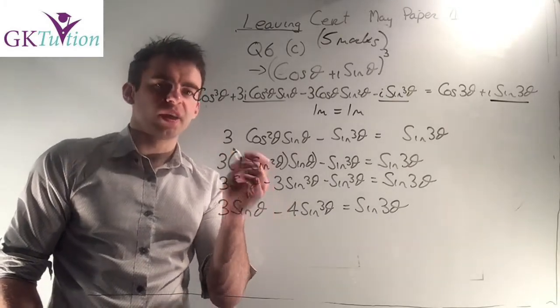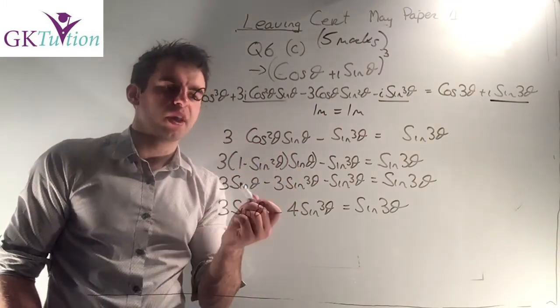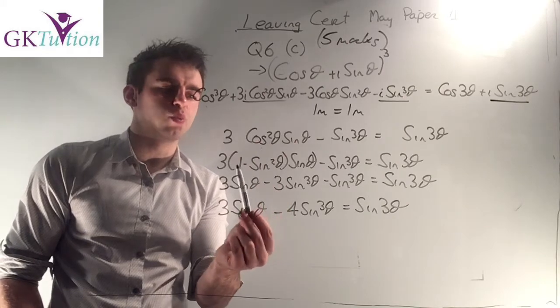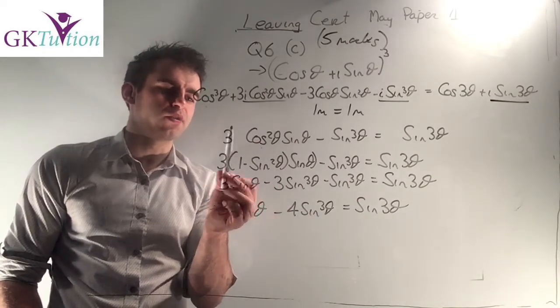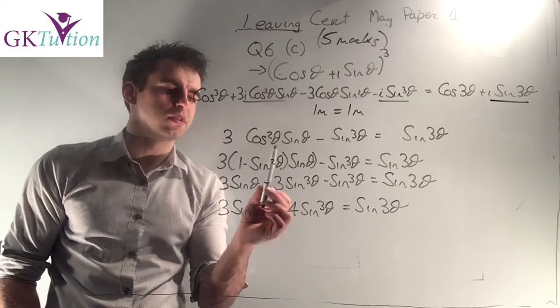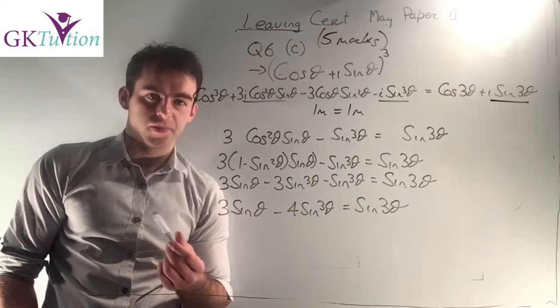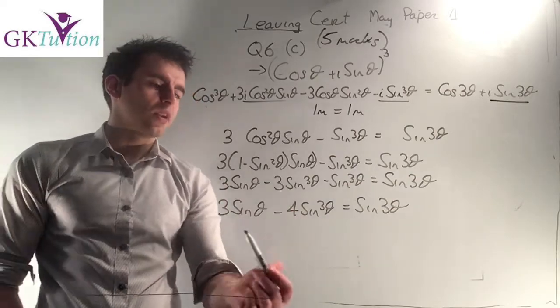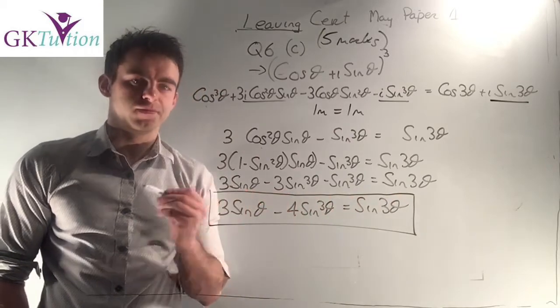Based on that logic, if you isolated cos squared, if you brought the sine squared to the other side, you'd end up with cos squared theta is equal to 1 minus sine squared theta. So if you sub that one in, you just get 3 times (1 minus sine squared theta) times sine theta. And then you have a minus sine cubed theta, and it's equal to sine 3 theta. If you multiply it out, it's relatively straightforward, and you get to your answer. So there's 5 marks going for that one.